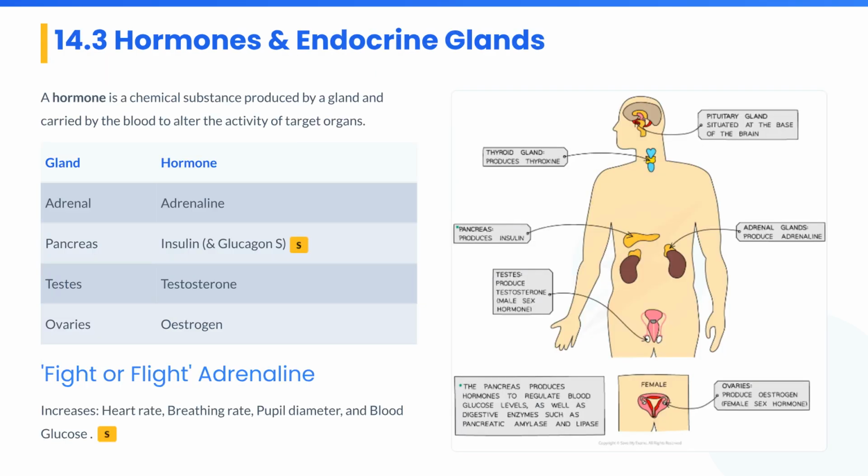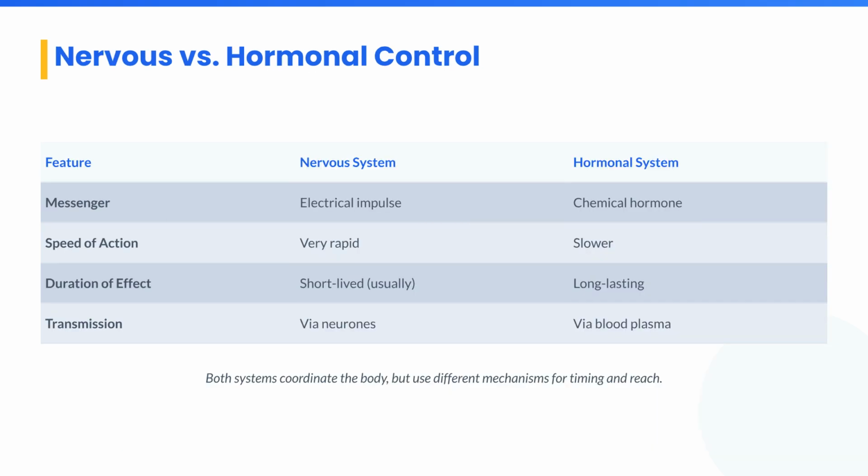Hormones are chemical substances produced by endocrine glands and carried by the blood to target organs. Adrenaline is a key hormone that prepares the body for fight or flight by increasing heart rate, breathing rate, pupil diameter, and blood glucose. The nervous and hormonal systems both coordinate the body, but they differ in mechanism.